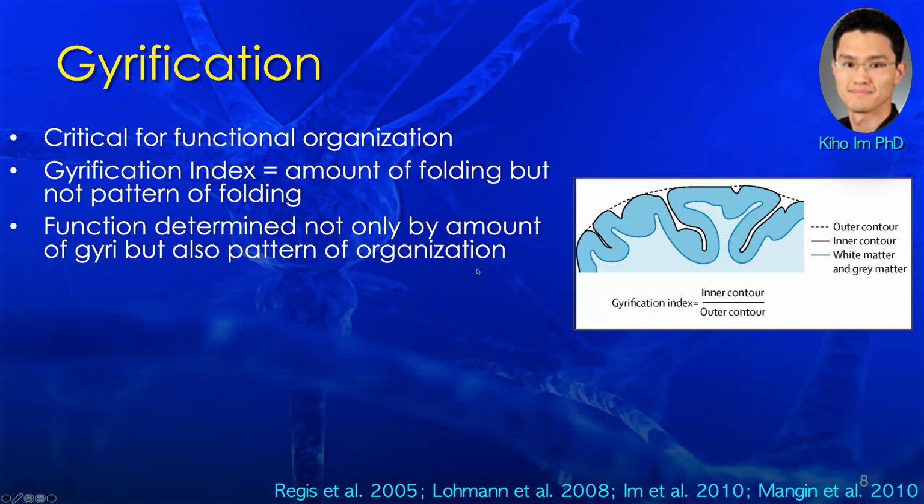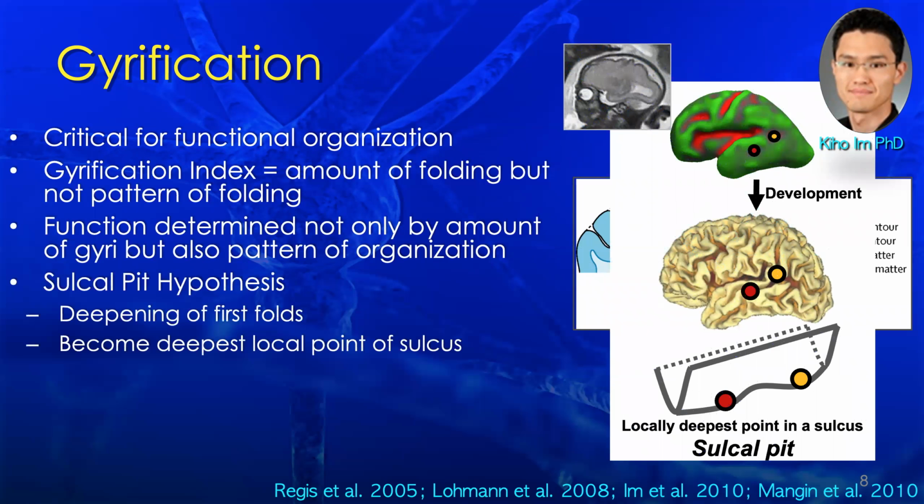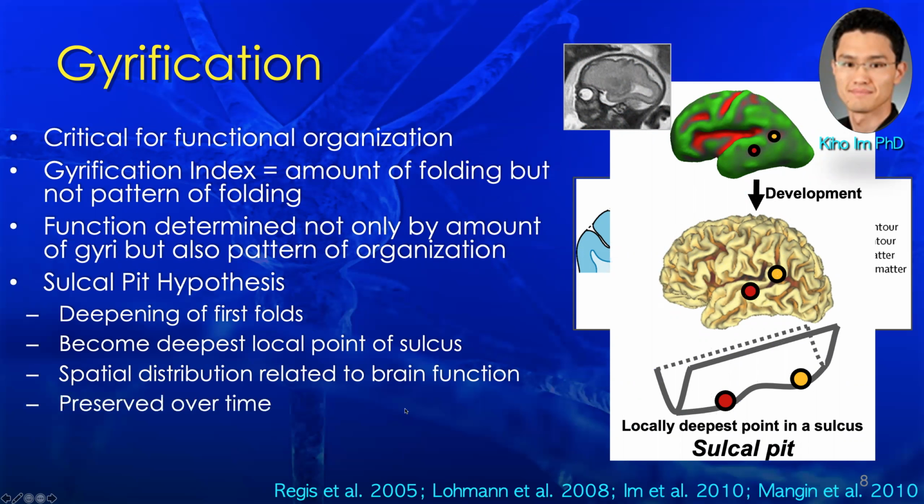Now, function is determined not only by the amount of gyrification, but also the pattern of organization. So this particular gyrification index doesn't capture regional pattern variations. So we looked into, and actually this is Kehoe's work, the sulcal pit hypothesis, which is the deepening of the first folds of the gyri that become the deepest local points of a sulcus. You can see some examples here. Their spatial distribution is related to brain function, and preserved over time, and importantly, under tight genetic control.